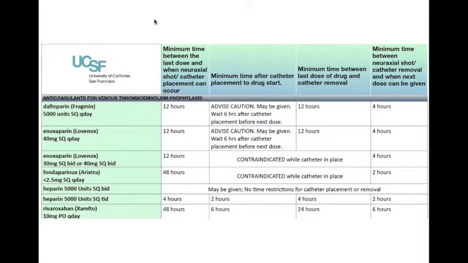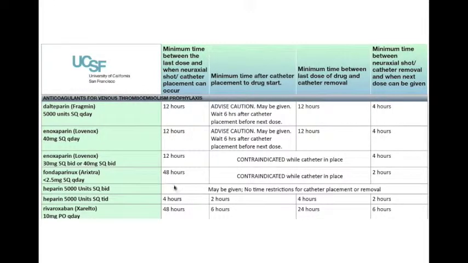And this is just to show you what we have online at UCSF. We've tried to put together some kind of a protocol so that we all at least act in a predictable manner. This is a list of anticoagulants that are commonly used for venous thromboembolism prophylaxis. This column shows the minimum time between the last dose and when a neuraxial shot or catheter can occur. So, for example, if we look at Lovenox daily, they are saying here 12 hours.